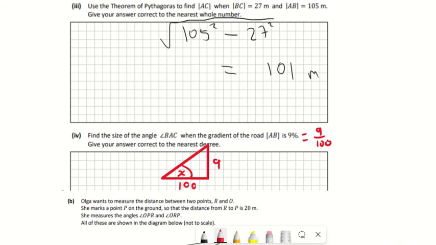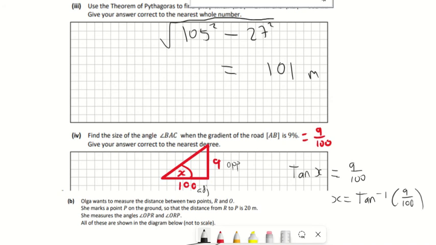So if you apply trigonometry then, that's the opposite, that's the adjacent. Because it's opposite and adjacent, we're going to use tan. So tan of the angle x, or you could use any variable there, is equal to 9 over 100. So then x is equal to tan inverse of 9 over 100. You can use a calculator for that, and when you round it off, you should get 5 degrees. So a small angle.